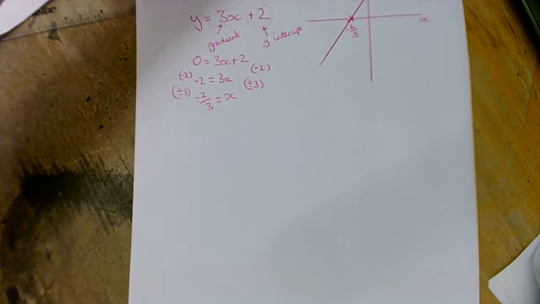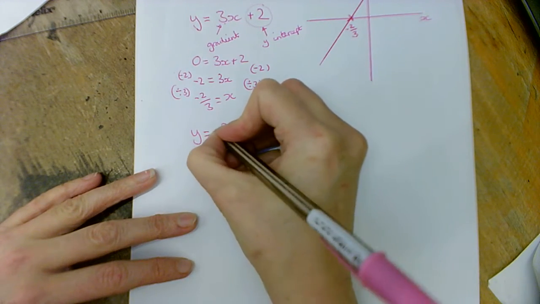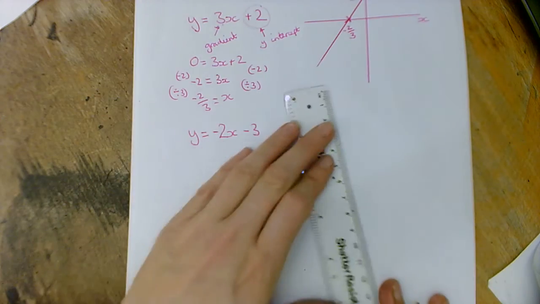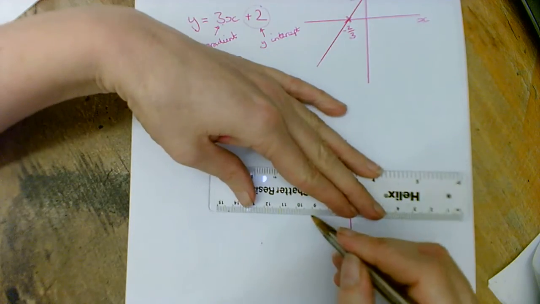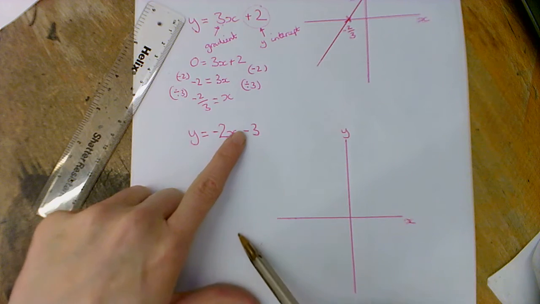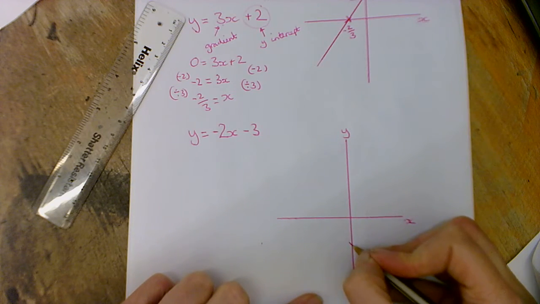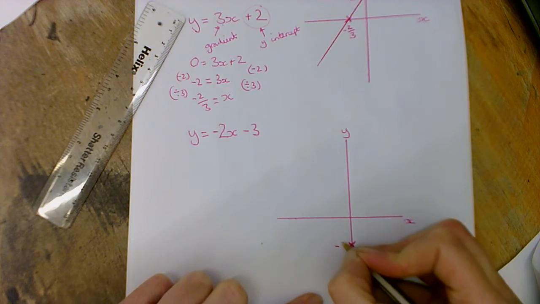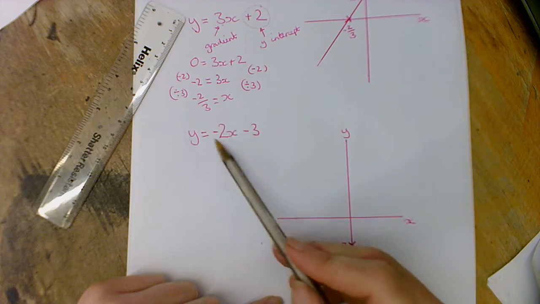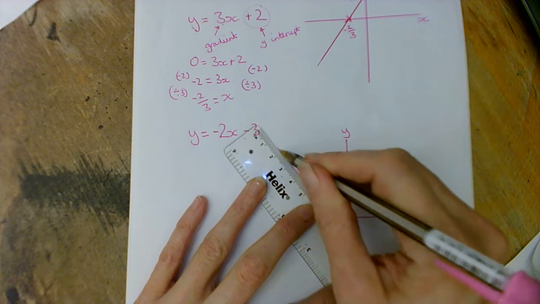Let's have a look at another example. So now I'm going to do y is equal to minus 2x minus 3. So draw my axes, x and y. This time my y-intercept is negative, so I know it's going to go below my x-axis. So I'm going to put a point here, and I'm going to say that's where y is equal to minus 3. Okay. Also this time I've got a negative gradient, which means that my straight line graph is going to go in a downwards direction from left to right.